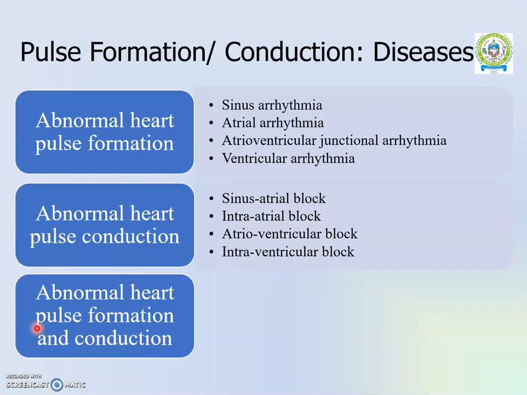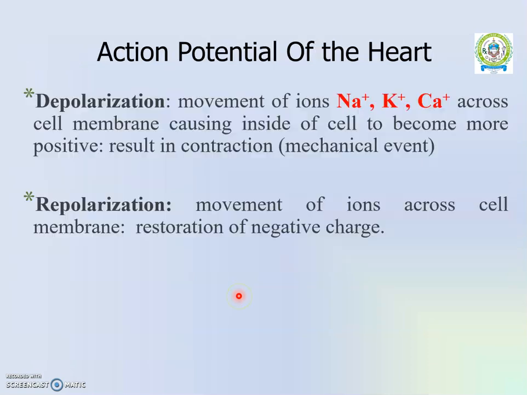Impulse formation or conduction disturbance can cause diseases. Abnormal heart impulse formation is related to sinus arrhythmia, atrial arrhythmia, atrioventricular junctional arrhythmia and ventricular arrhythmia. Abnormal heart impulse conduction includes sinoatrial block, intra-atrial block, atrioventricular block and intraventricular block. There can also be a combination of both, where abnormal heart impulse formation and conduction take place simultaneously.